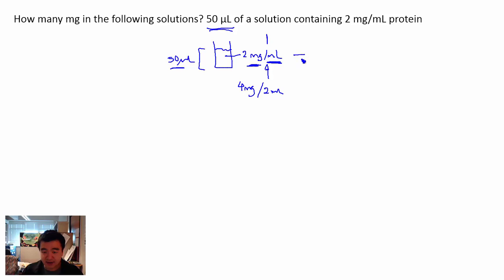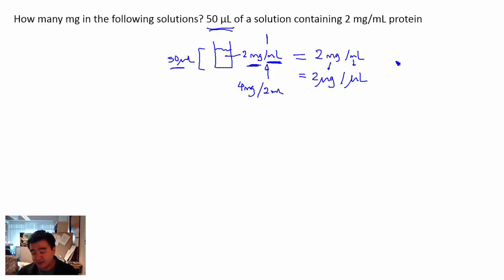So let's start by converting this 2 milligrams per milliliter into micros. So 2 milligrams per milliliter can be written as 2 micrograms per microliter. Again, just down converting the prefixes there.